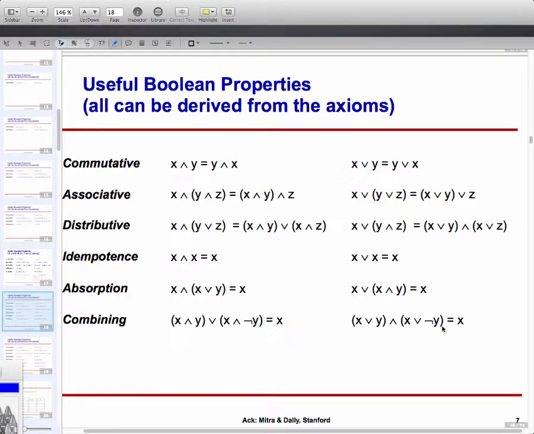And likewise, this property holds true out here, which is x or y and x or not y is equal to x. Again, I'll let you work it out. These properties are just a dry listing of what holds true, but knowing these is useful as you simplify the circuits.